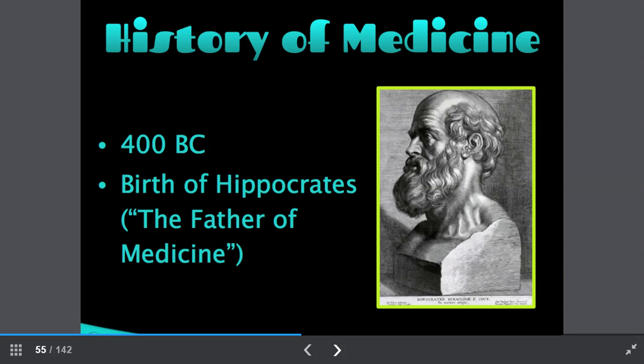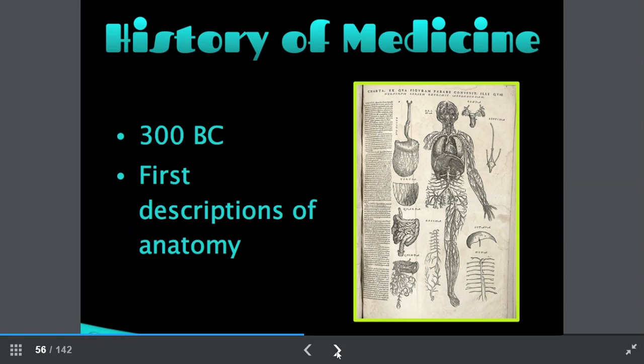At the top, on the left side, right in 400 BC, we have the birth of Hippocrates. He is known as the father of medicine. Write that in the line beside 400 BC. Continue on with the following information in the same format. In 300 BC, we have the very first descriptions and drawings of human anatomy.